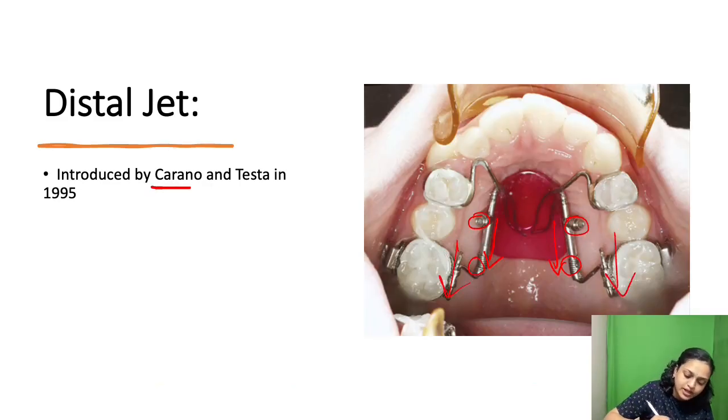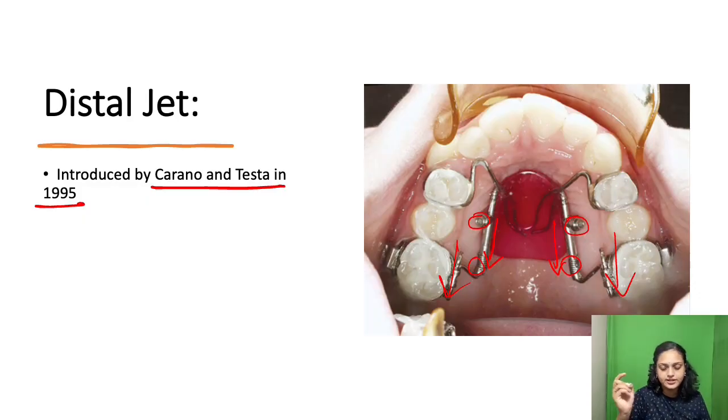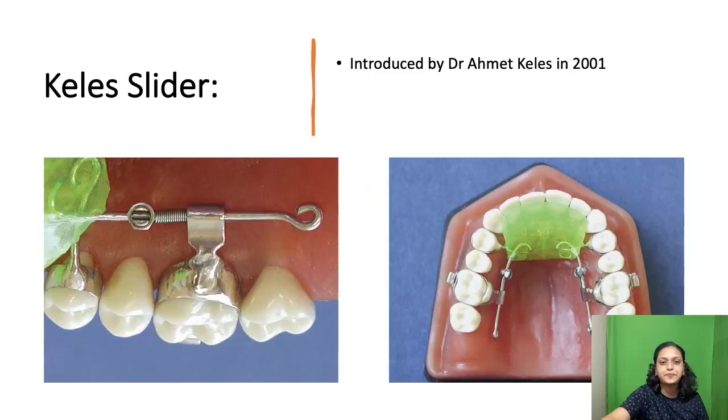It was introduced by Carano and Testa. You need to remember the author's name. Pendulum was given by J.J. Hilgers, and distal jet was introduced by Carano and Testa. So you see a screw here and a coil spring here. It's a distal jet. It's attached to the premolars and contains a button.